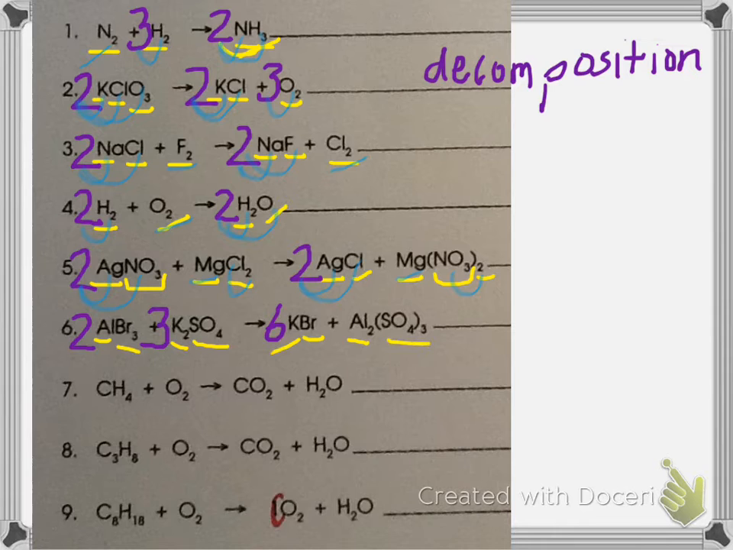Sorry, I actually have 3 sulfates here, and I have 3 sulfates here. I have 6 bromines, and I have 6 bromines. So I think it's balanced. Let's double check. 2 aluminums, 2 aluminums. 2 times 3 bromines, 6 bromines. 2 times 3 is 6 potassiums, 6 potassiums. 3 sulfates, 3 sulfates. So it is properly balanced.